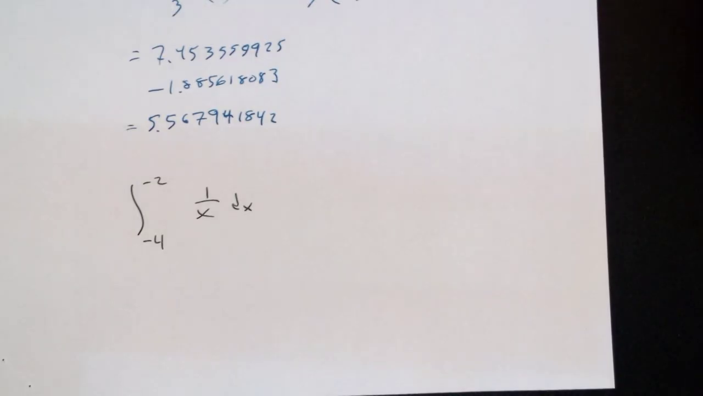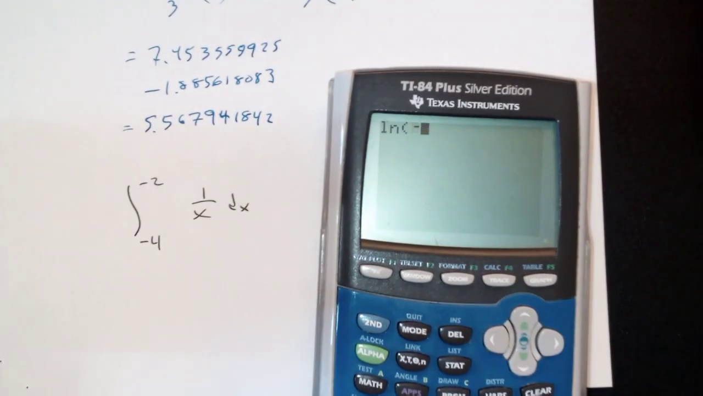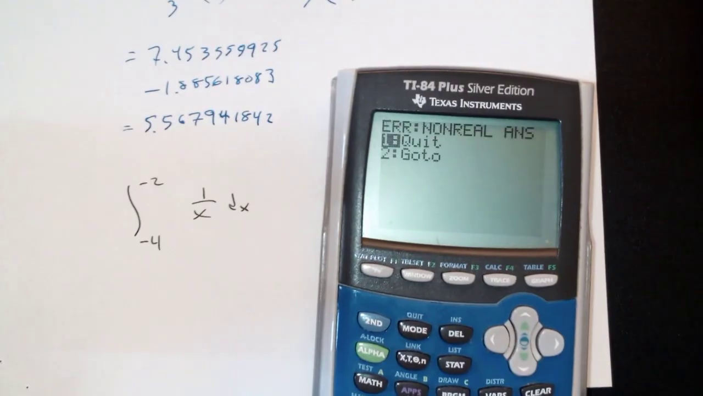I just have one problem. If you type ln -2 into your calculator, what happens? It barfs on you. It doesn't know how to do ln of -2 or ln of -4.